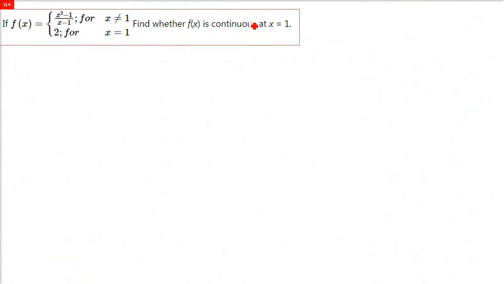Now here, at x equal to 1, we have to find whether this function is continuous or not. That is, the pathway or the road which I told you, whether it is broken or it is continuous. So how do we do this? At the particular point x equals 1, first we'll check the value of this function at x equals 1, which is given in this question. f(1) is given as 2. This is the first thing.